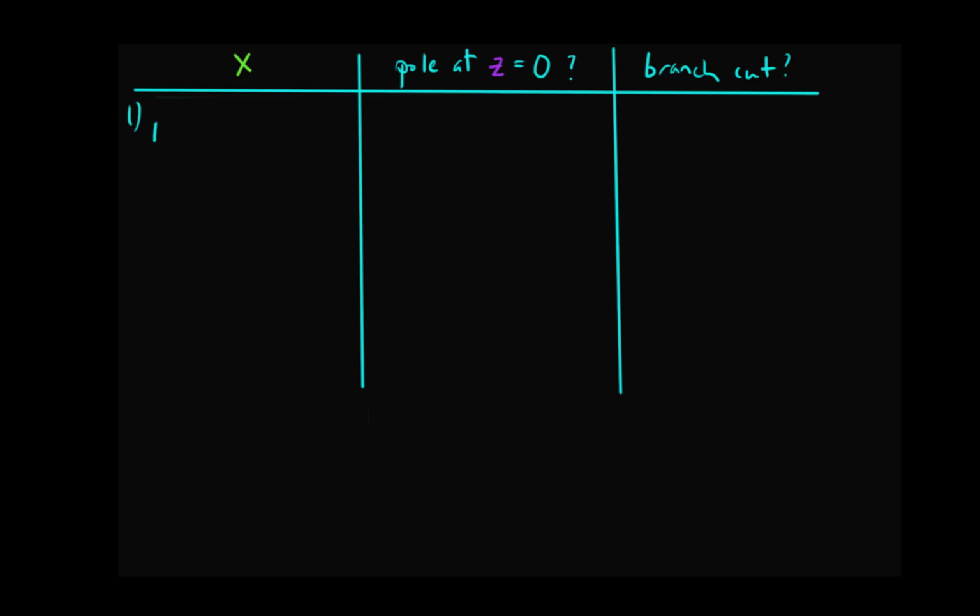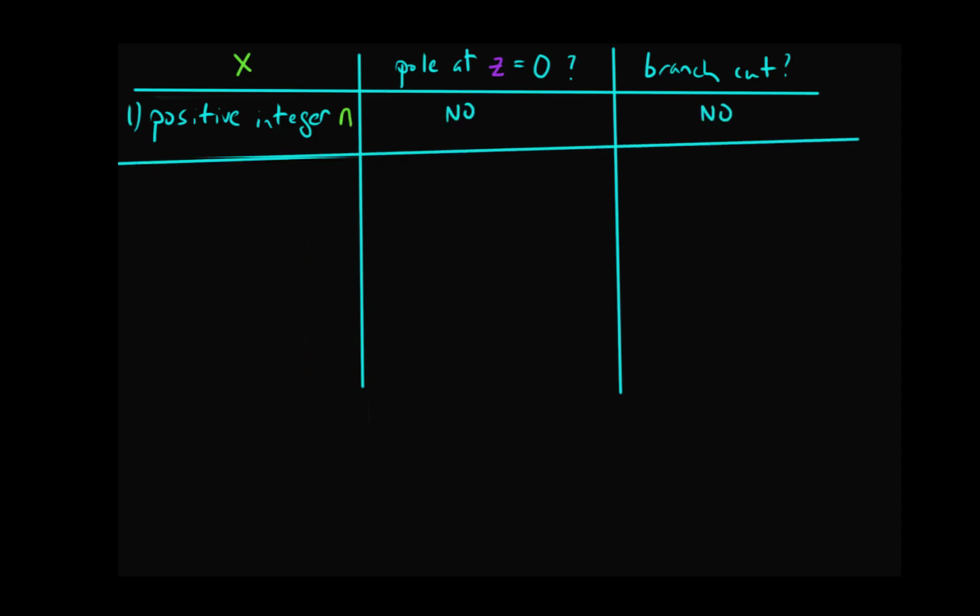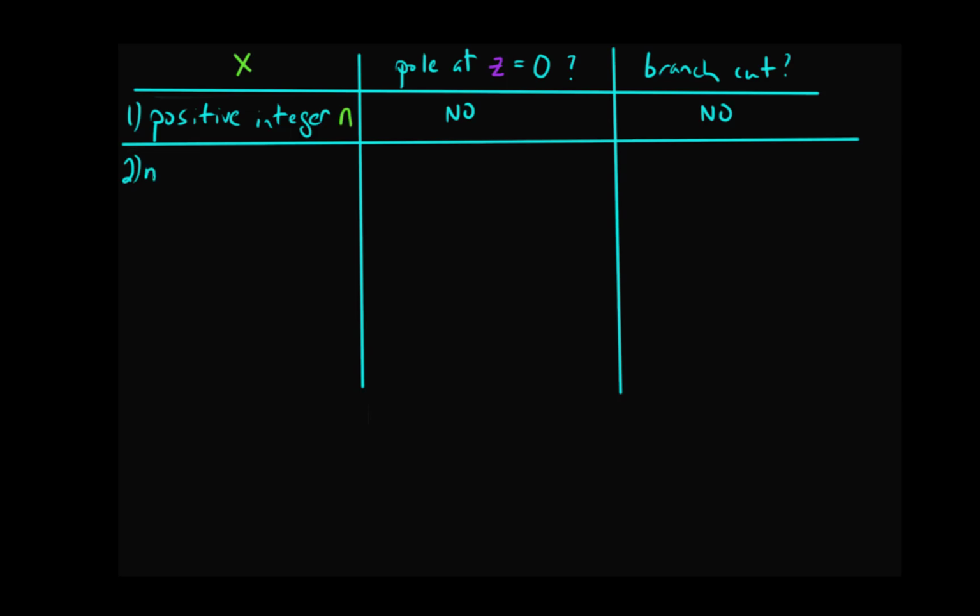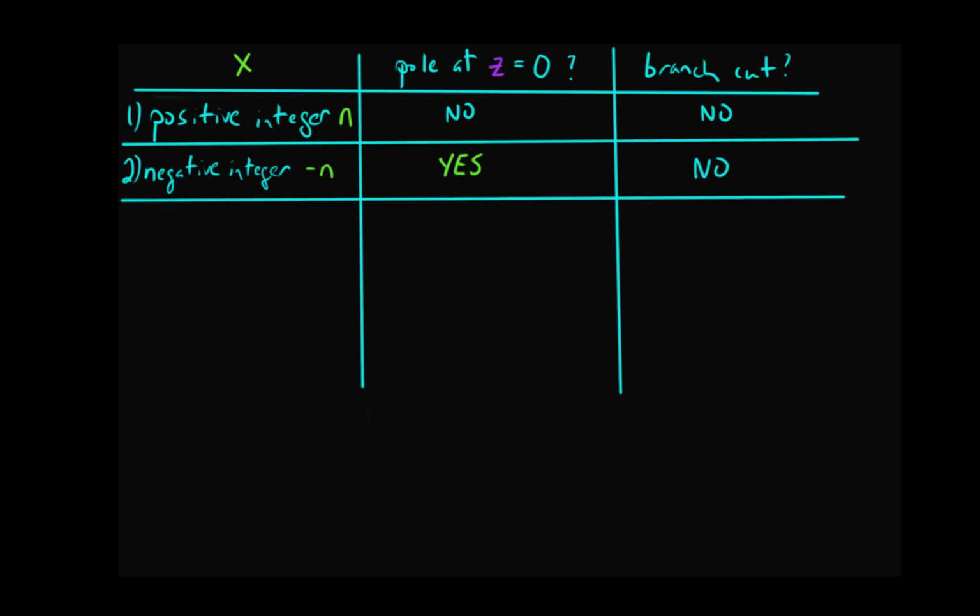So our first case was where x is a positive integer, which we called n. And in that case where x is a positive integer, we don't have a pole at z equals 0 and we don't have a branch cut. Where x is a negative integer, which we can call negative n, we do have a pole at z equals 0, but we have no branch cut. And in both our first and second cases, our function is many to 1. In fact, the functions are n to 1. So I'll just make a note of that there in the branch cut column, that these are many to 1 functions. They don't have branch cuts and they're many to 1.